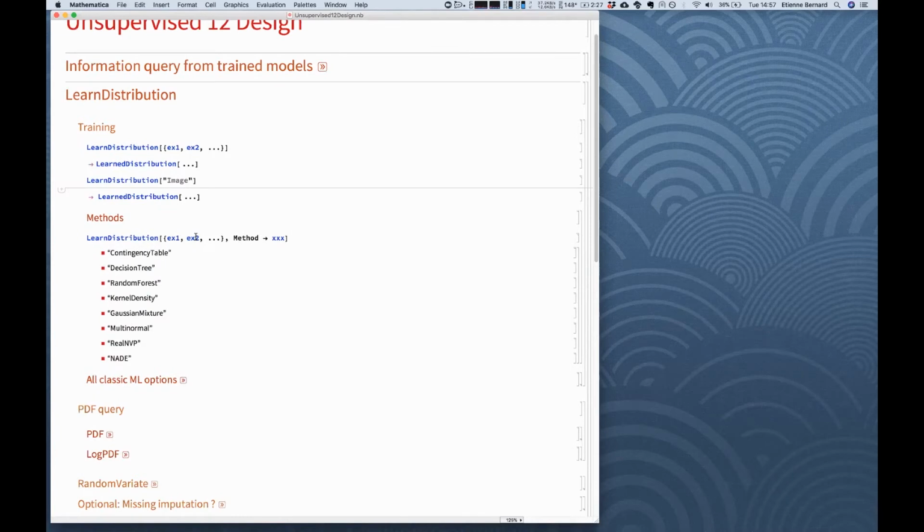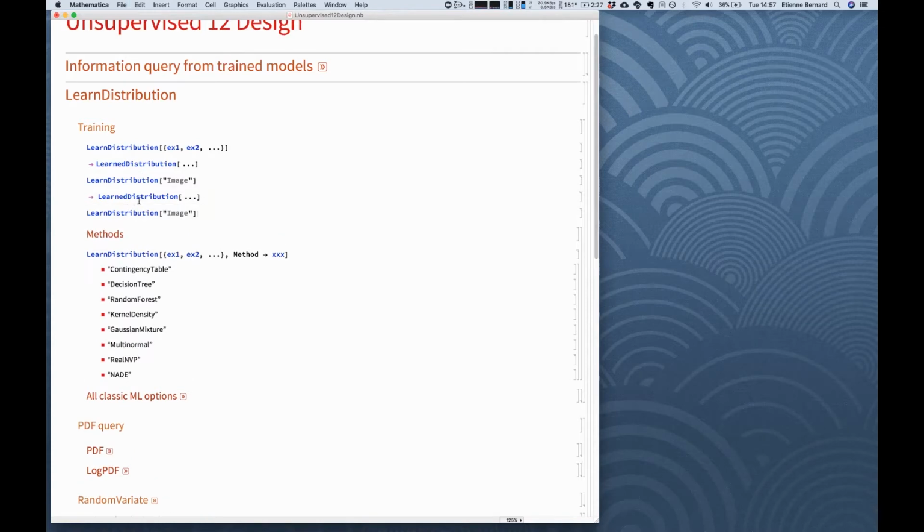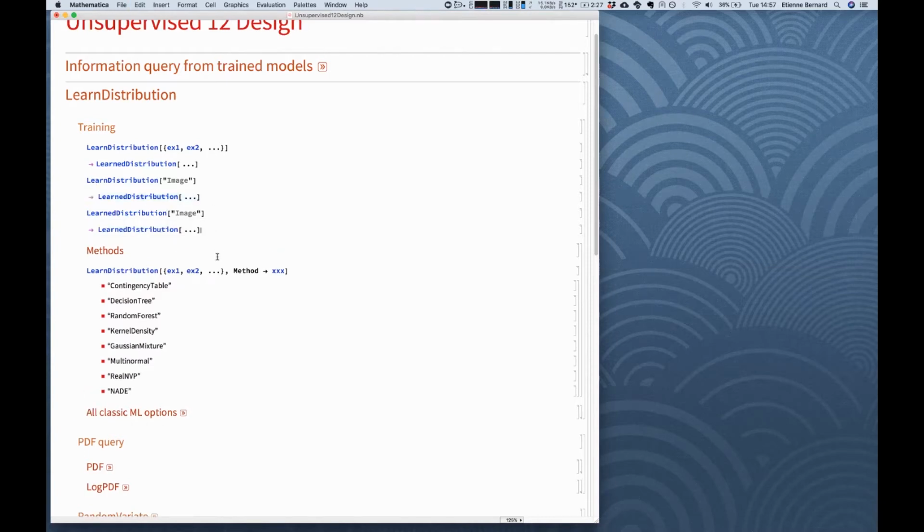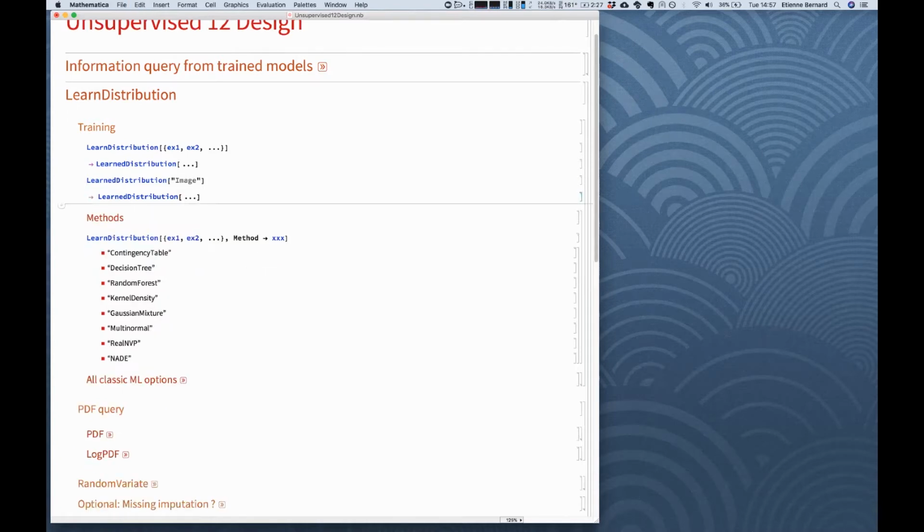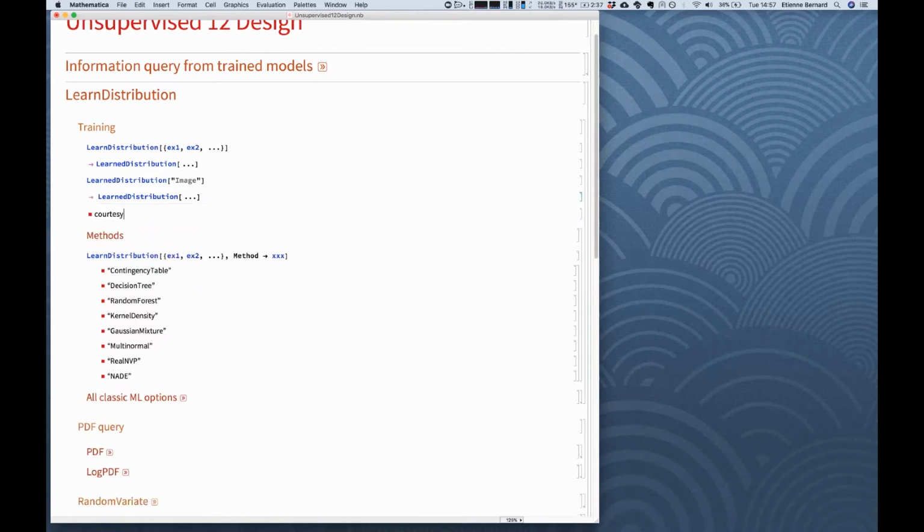Except that LearnedDistribution is a very weird thing to say. Actually, it could work just with LearnedDistribution, and it will evaluate into another learned distribution. Or it doesn't even need to do that; it could just evaluate. I think that's a better way to do it. Maybe as a courtesy, we can make LearnedDistribution work with an image string, but I wouldn't do it in general.